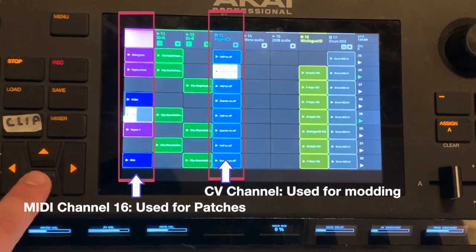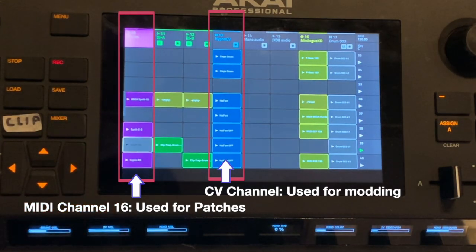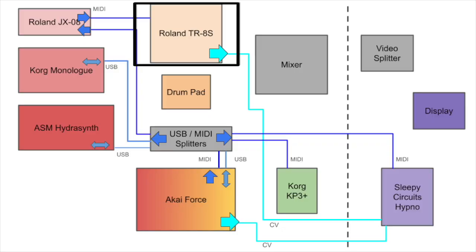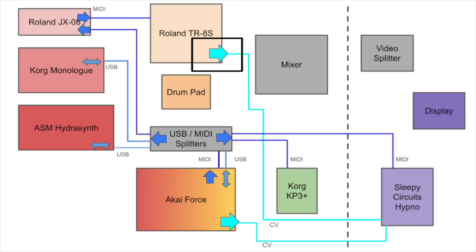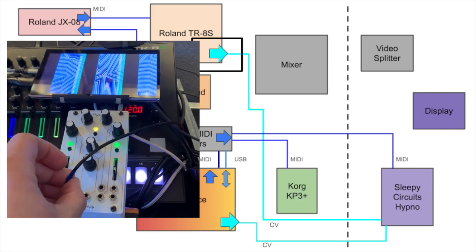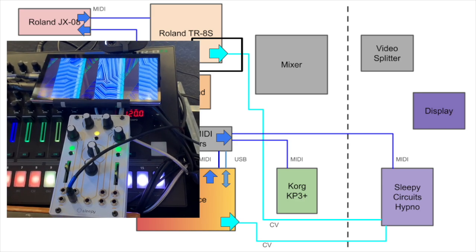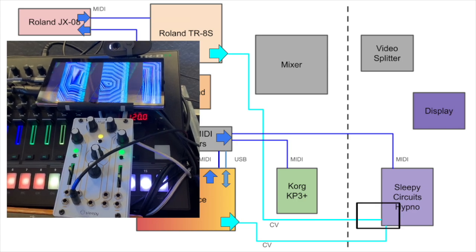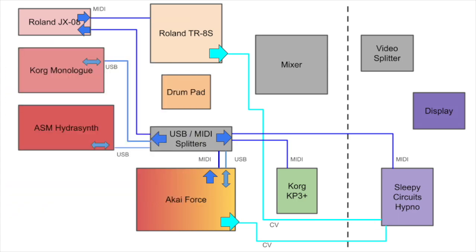Lastly, I don't just manipulate the Hypno via the Force, I also manipulate it via the Roland TR-8S. That has a trigger out, and it allows me to map the trigger to the kick or the snare or every 16th note or quarter note. And that is really nice to be able to get an instant kind of pulse changing on the Hypno that's always in real time.